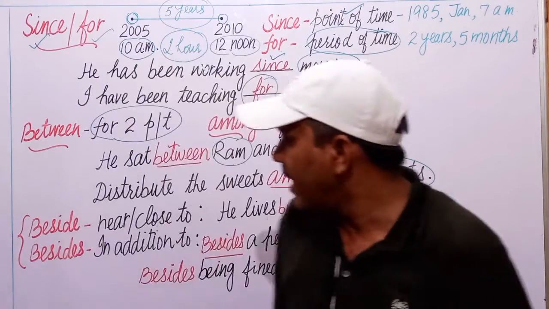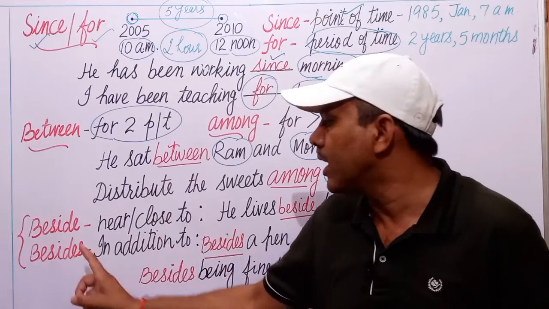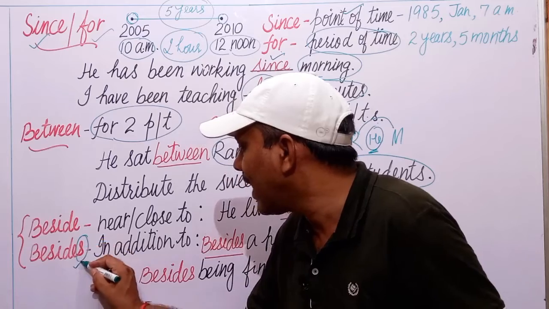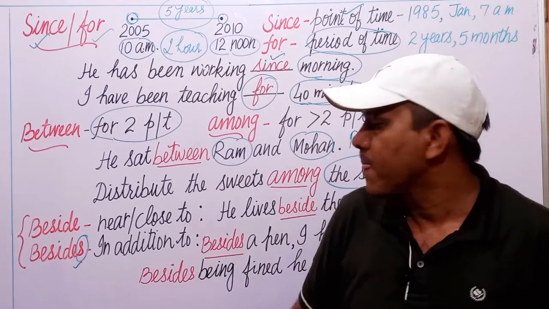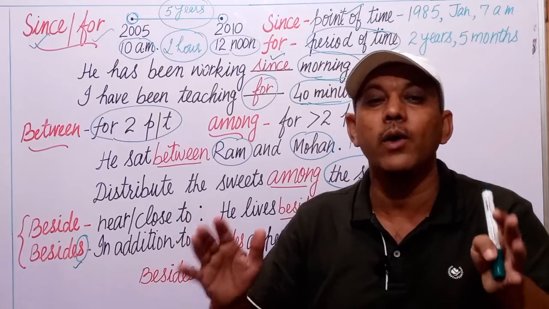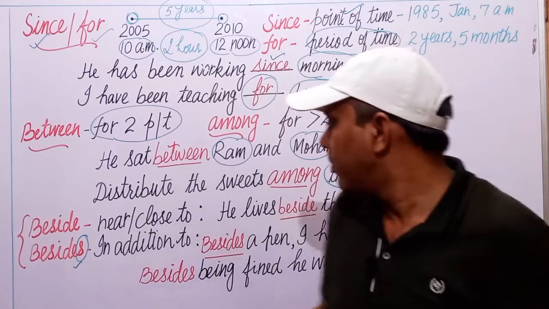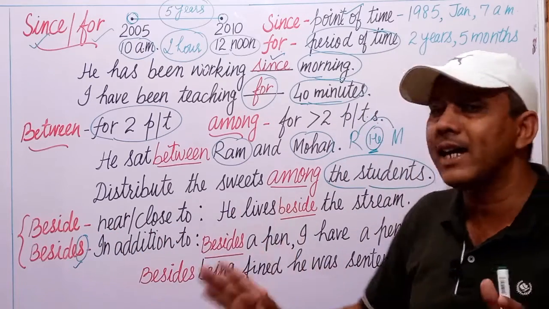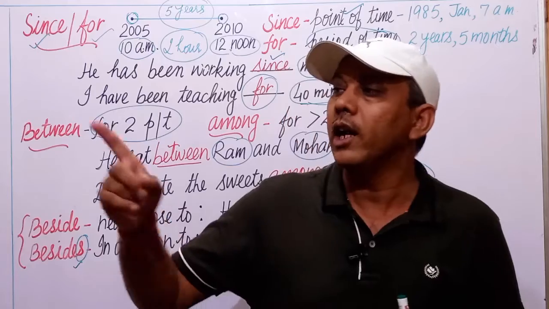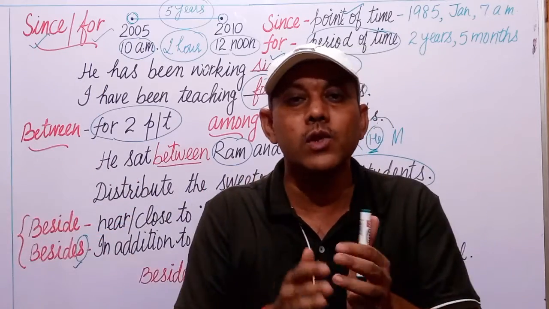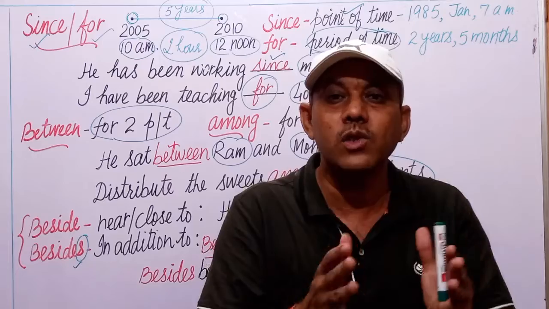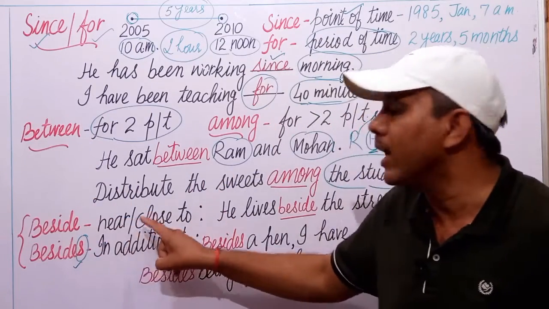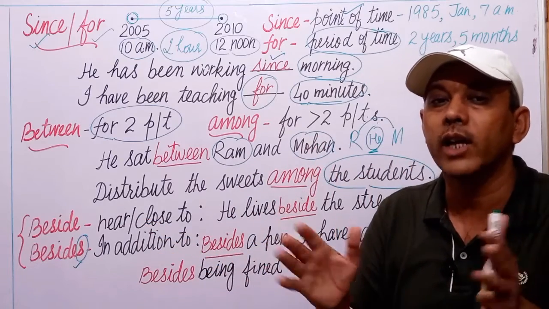And now we shall discuss the difference between beside and besides. क्या difference है? Spelling wise केवल s का डिफरेंस है, बट these two prepositions have a huge difference in their uses. For example, beside. Beside means near, close to. He lives beside the stream. Where does he live? He lives beside the stream. He lives beside the temple. He lives beside the high school. In this way, we use beside to show nearness or closeness of things.